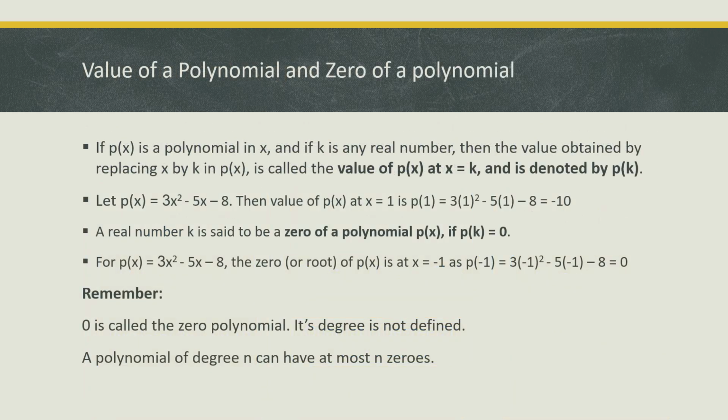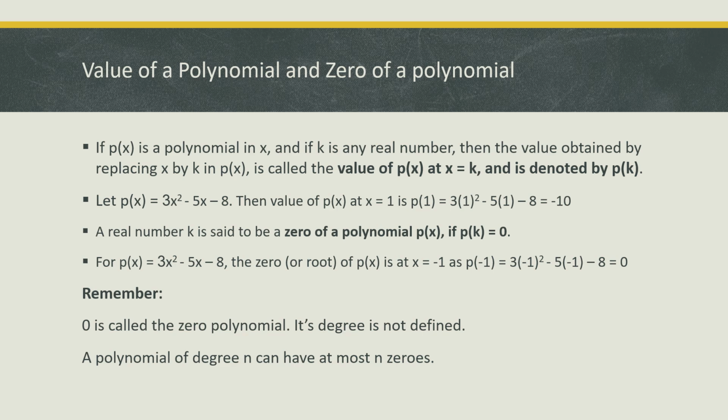Let us define some terms. If p(x) is a polynomial in variable x and if k is any real number, then the value obtained by replacing x by k in p(x) is called the value of p(x) at x = k and is denoted by p(k). For example, if p(x) = 3x² - 5x - 8, and I put the value of x as 1 in the polynomial, I get p(1) = -10.